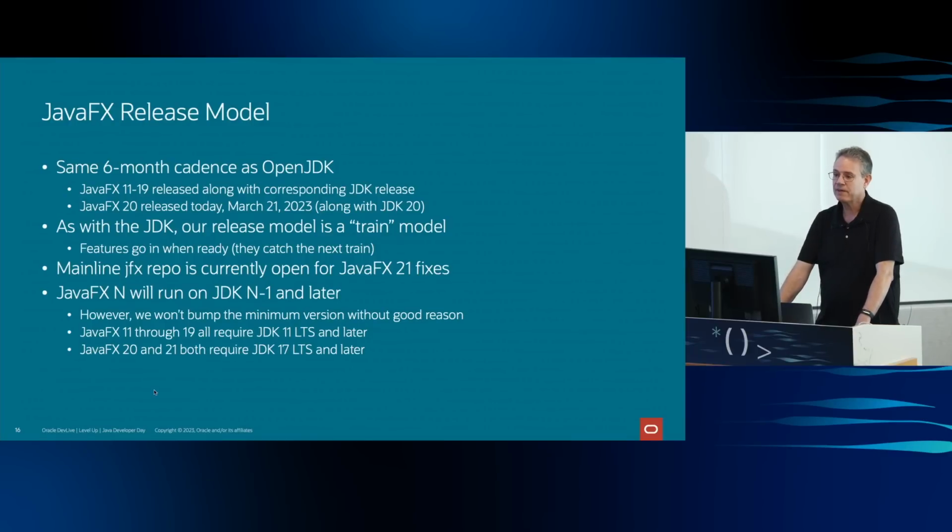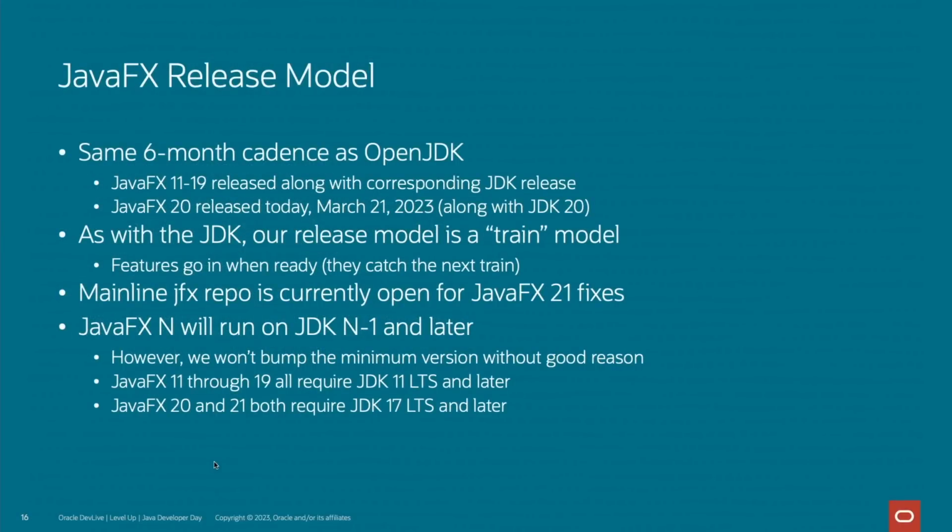We release JavaFX on the same 6-month release cadence that the JDK does, and it's no accident that we use the same numbering that they do. We just released JavaFX 20. They just released JDK 20 today, same time. And for 11 through 19, we did the same thing. And we plan to do it for 21 and 22 and so on. And just like the JDK, especially now that we're in a 6-month release, we can say with confidence that we use a train model. The train does not wait at the station. Features that are ready make this release. Features that miss it make the next release. It's really simple.